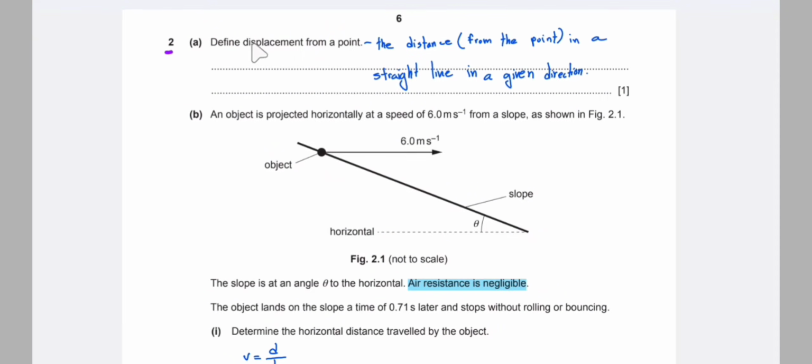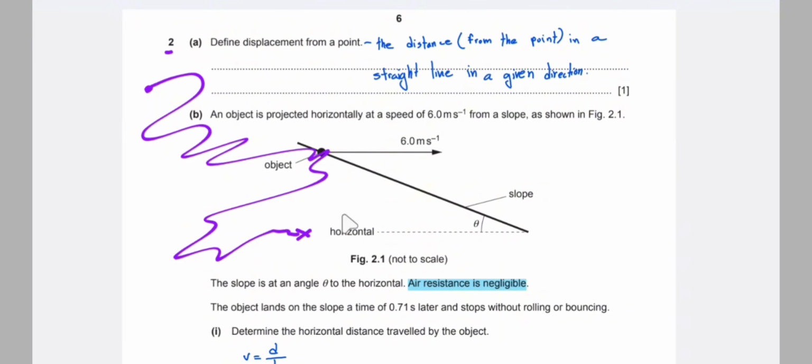For question 2 part A, define displacement from a point. Suppose this is the starting point and this is the ending point. So this is the distance traveled. And for displacement, displacement is from the starting point to the ending point, and it is a straight line, a straight line from the starting point to the ending point.